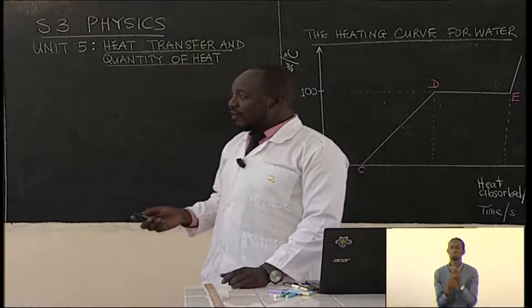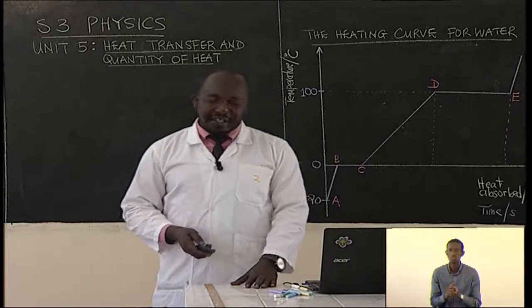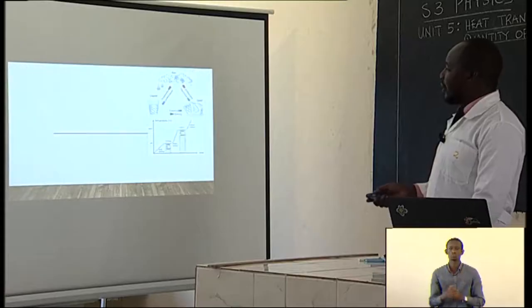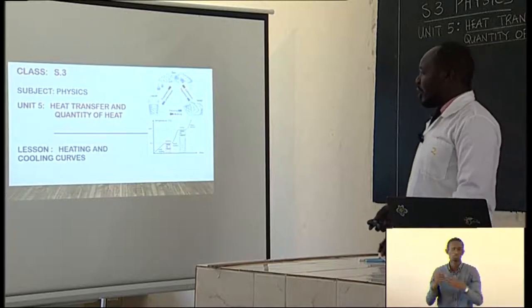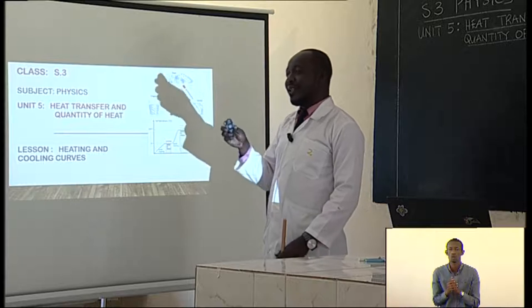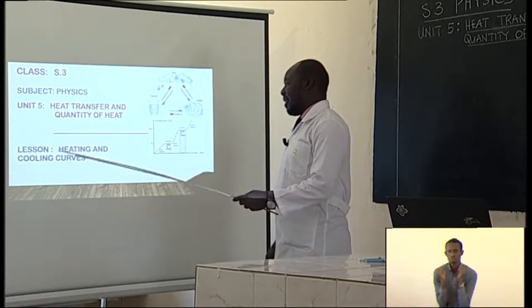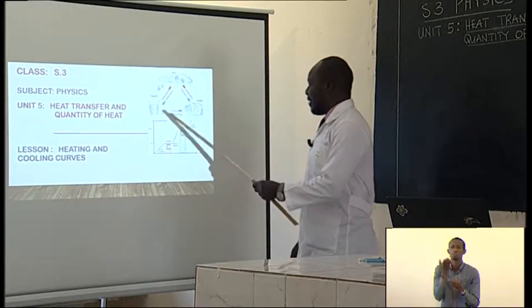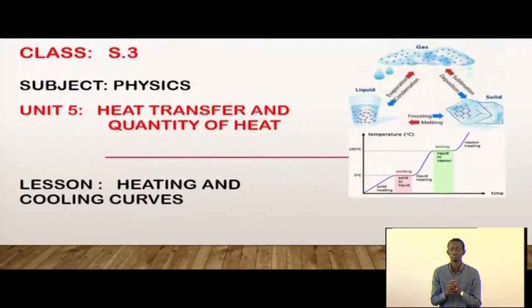For today, we are still looking at unit 5, as I told you. But the lesson title for today is going to be different. We are going to be looking at what we call the heating and cooling curves of a substance. When you heat a substance, the temperature increases. And when you cool it down, the temperature goes down. So I want to look at the heating and cooling curves, curves which will look like this. I know this is not big enough, but later on, we shall see bigger diagrams, bigger graphs for the cooling curve. So that's what we want to look at today.